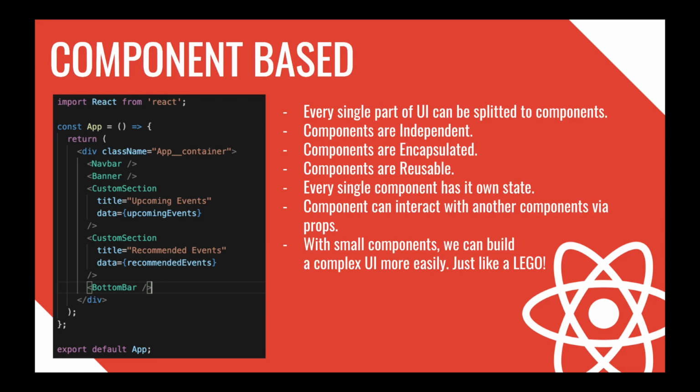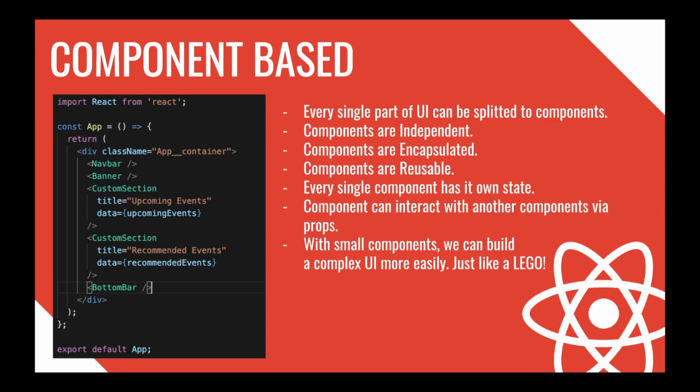Okay, React is component-based. Every single part of UI can be split into components. So imagine every single piece, even the button, the icon, everything, split it into components. Components are independent, encapsulated, and also reusable. Imagine that button, that icon, you can use it anywhere. It's reusable and it's independent. They don't have to know each other, and also it's encapsulated because it has its own state.